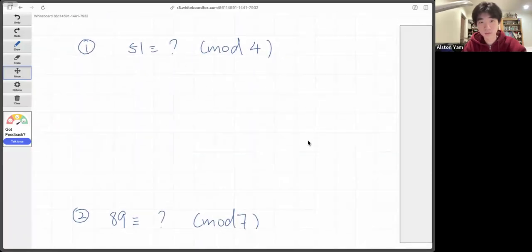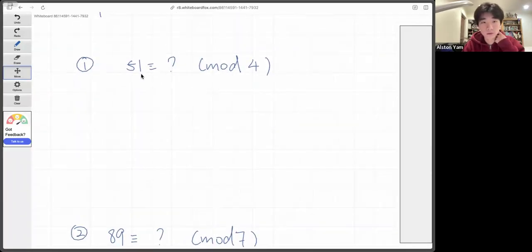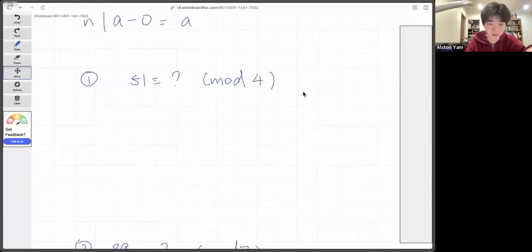If we go over to the whiteboard, we have 51 is congruent to what mod 4? Well, basically, this is just asking us what is the remainder when we divide 51 by 4, right? So let's try to write 51 as a multiple of 4 plus a remainder. What would be the nearest multiple of 4 that is also less than 51, because we would like the remainder to be positive at this point.